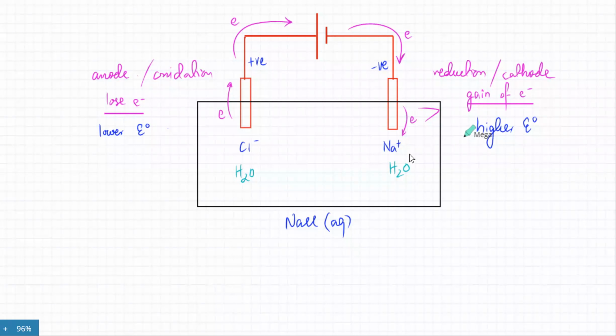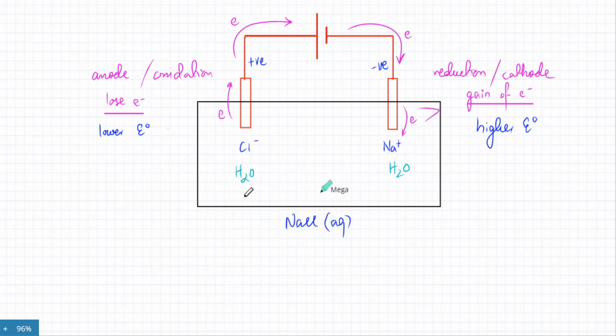Yes, sir. So just make sure you remember this, that don't write H+1 or OH- ions. Always write water. Water most of the time is just water. There's hardly any H+1 or OH- ions. And water is going to be at cathode and water is going to be at anode as well.